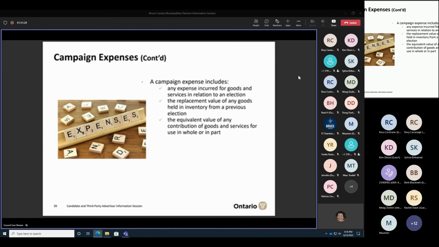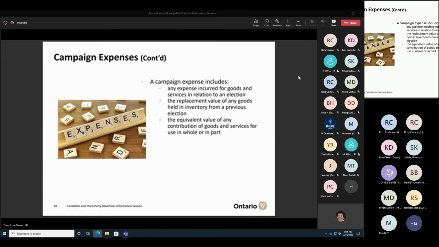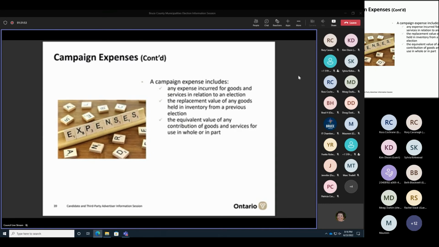With respect to campaign inventory, if you ran in the last election and want to use leftover goods, such as signs or office supplies, you have to determine what the current market value for those goods is and what it would cost if you were to purchase them today. These amounts are recorded as an expense. If you end up with leftover inventory at the end of this campaign and it becomes your personal property, but you want to use it in another election, any costs for storage are not considered campaign expenses.